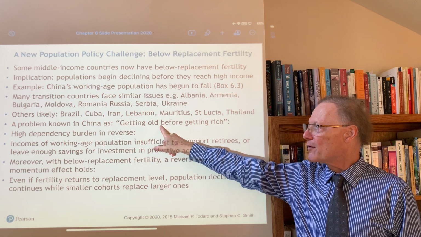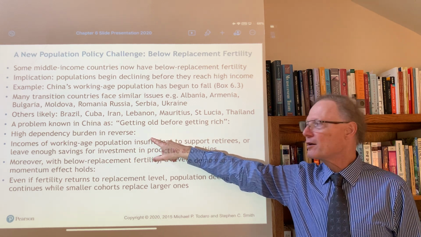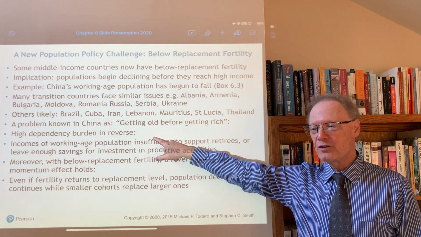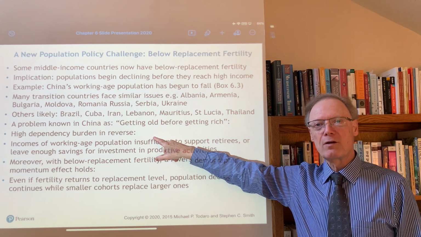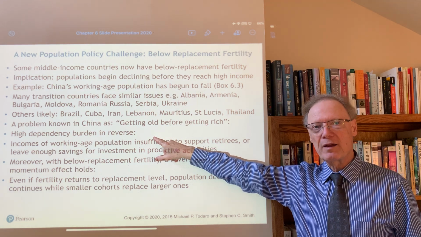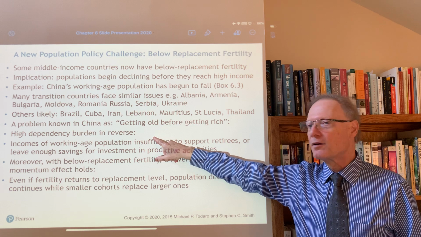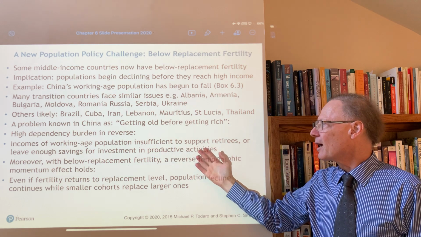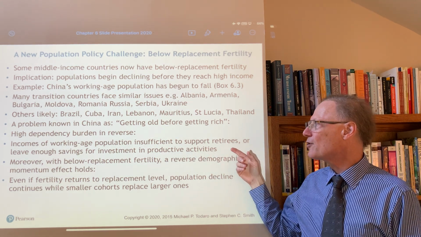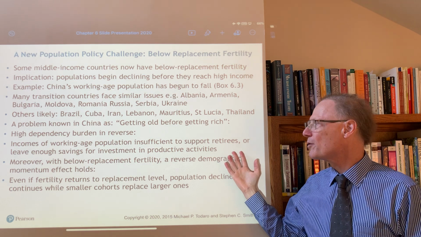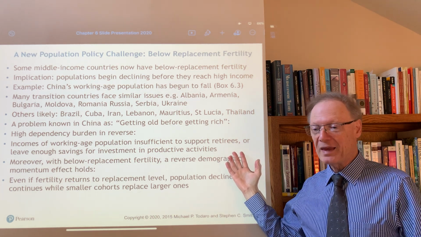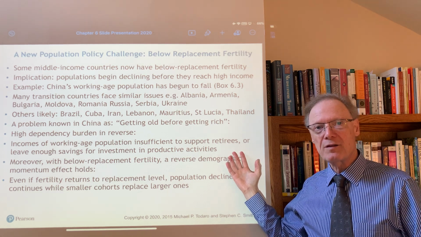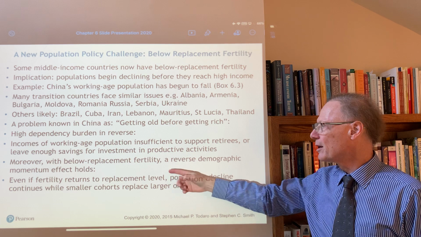A problem in this respect is a high dependency burden in reverse. In the lower income countries, the issue is that you may grow more slowly because a lot of the population is too young to work. Here, in these cases, a large fraction of the population will be too old to work. And here, incomes of the working age population will be insufficient to support the retirees, or insufficient to leave sufficient savings so that there can be investment in new productive activities.